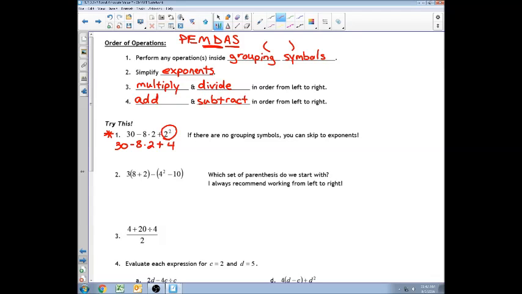The next step, we're going to look for multiplication or division. I do have multiplication right here. So I'm going to go ahead and simplify that. Negative 8 times 2 would get me negative 16. Bring down the plus 4.